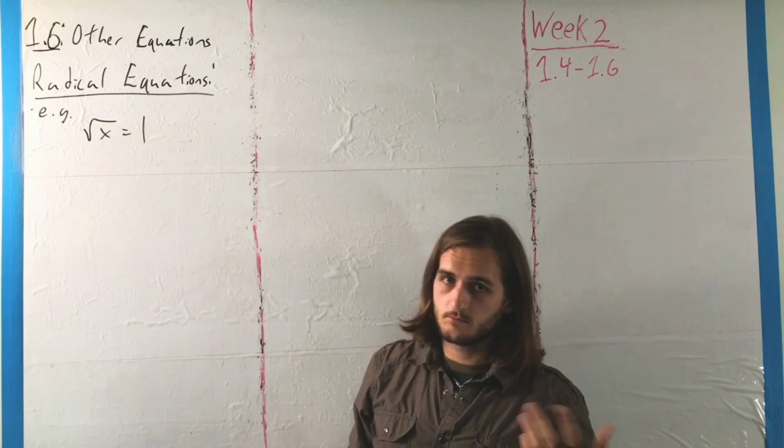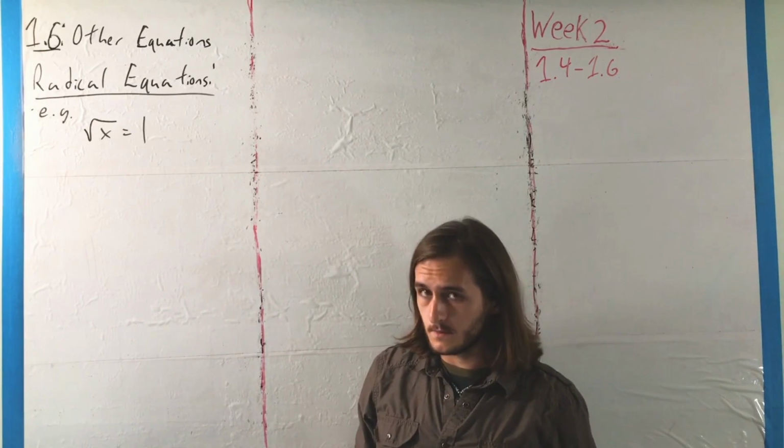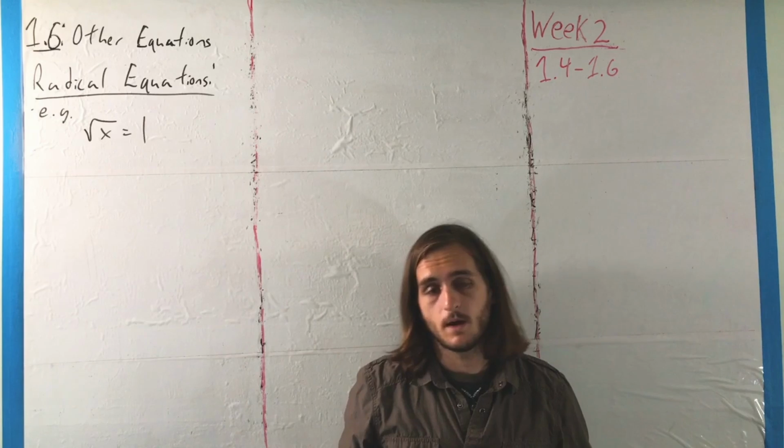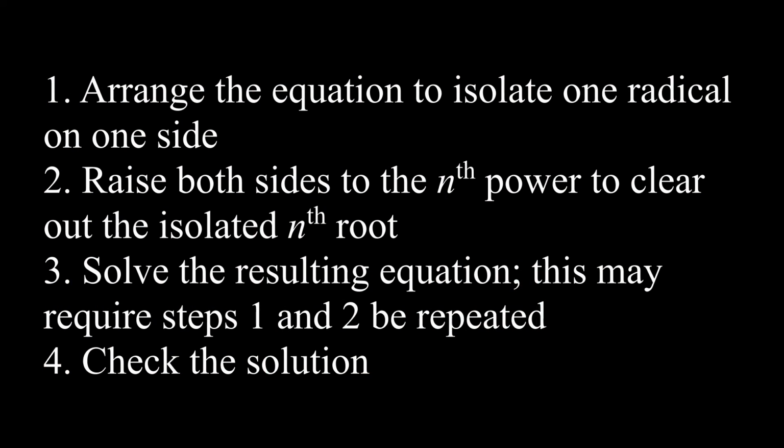And to do this, we have a pretty followable process where what we want to do is arrange the equation to isolate one radical on one side, then raise both sides to the nth power, whatever n is in terms of that radical, to remove that isolated nth root, and solve the resulting equation. Sometimes bringing in that power means there are still roots to chase around, so you have to do steps 1 and 2 again. Then, to be sure, we can check the solution.